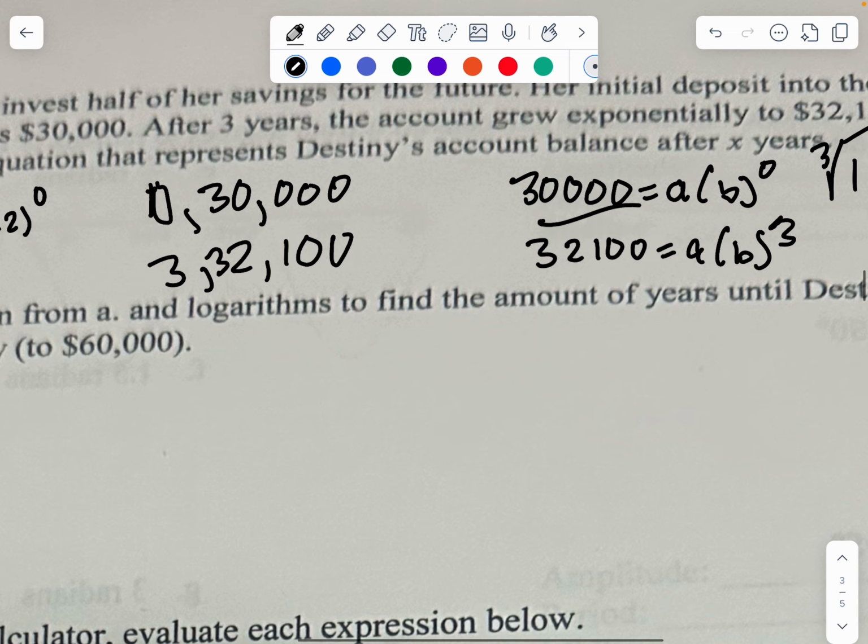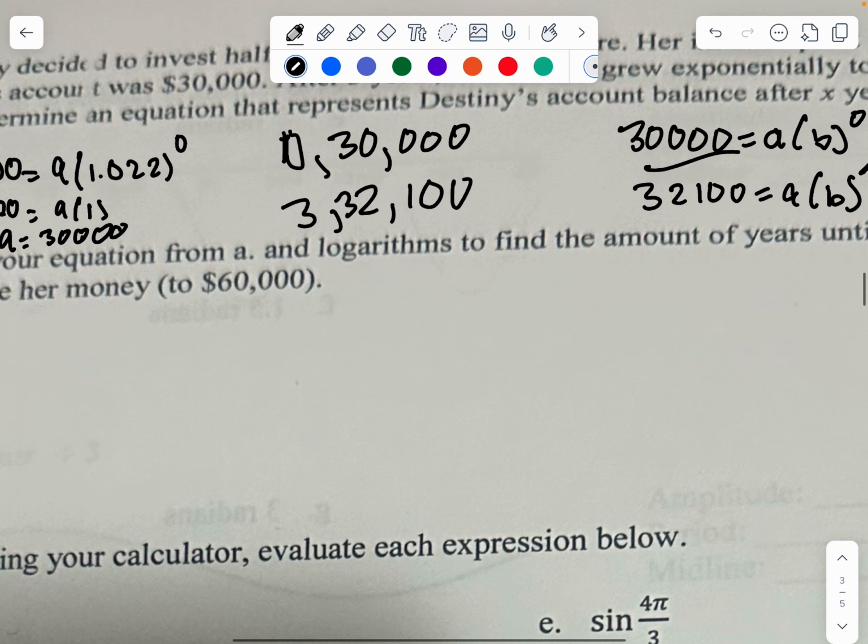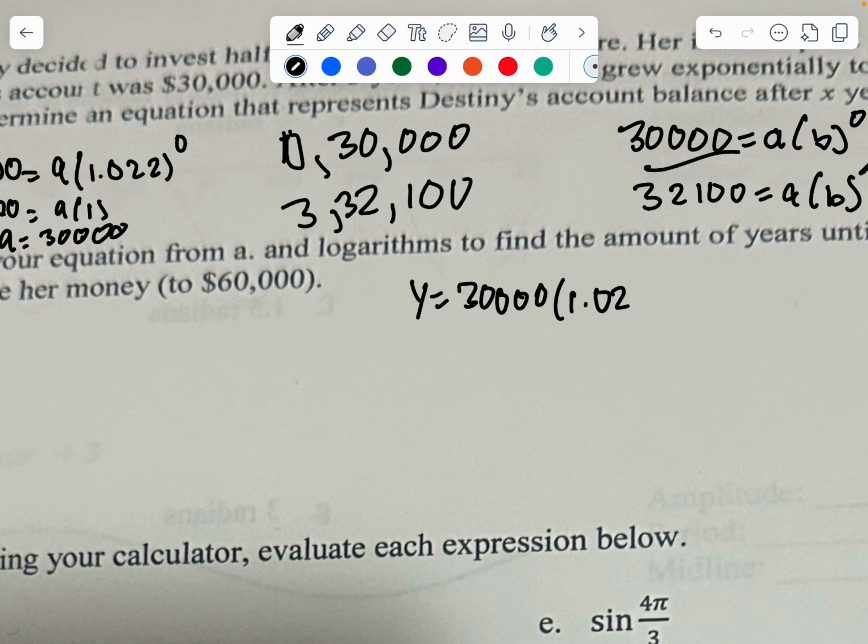So our final equation is going to be y equals 30,000 times 1.022 to the x power.